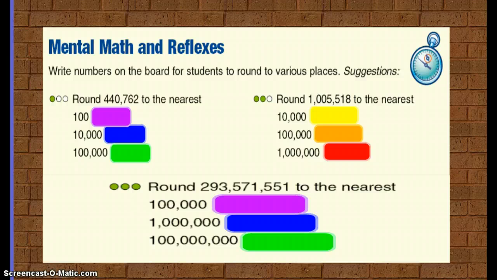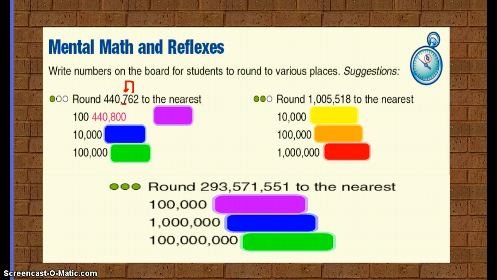Remember when we round to always underline the place value that we're rounding to. So the first one says we're rounding to the hundreds place. So I would put a little line under the hundreds place, draw my arrow, so I remember that it is the place value to the right of it that decides whether I leave that number alone or round it up. So since it's 5 or more, the 6 is telling me to round that up. So my answer would be 440,800.